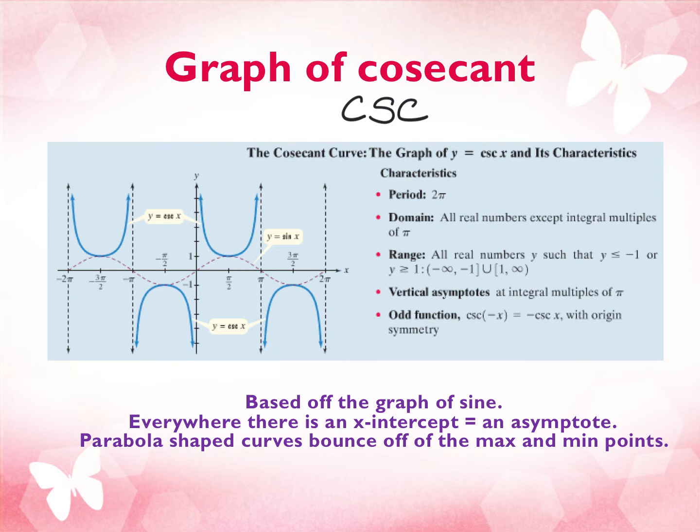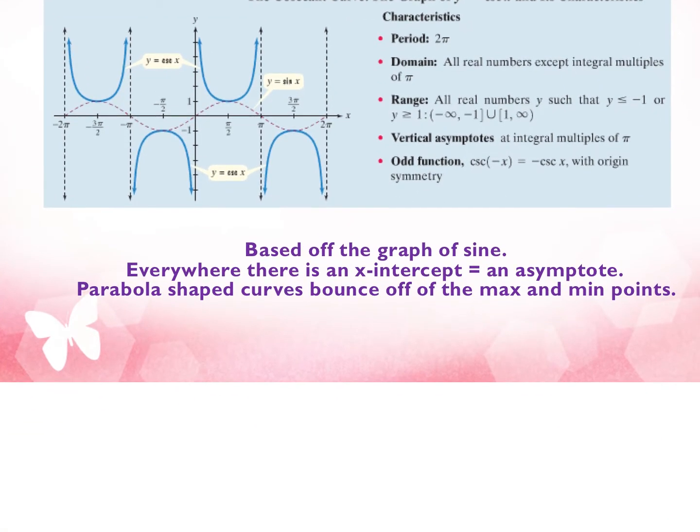So what we're going to do is graph the sine graph first, then we're going to add in some asymptotes, and then we're going to add in some parabola shapes. Now, just to show you how this comes about, for example, you will graph y equals sine of x, or sine of theta, first.